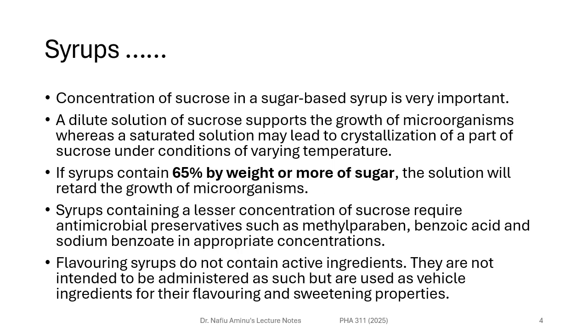Concentration of sucrose in sugar-based syrups is very important. Why? Because a dilute solution of sucrose supports the growth of microorganisms, whereas a saturated solution may lead to crystallization of a part of the sucrose under conditions of varying temperature. So, if syrup contains 65% by weight or more of sugar, that solution retards the growth of microorganisms.